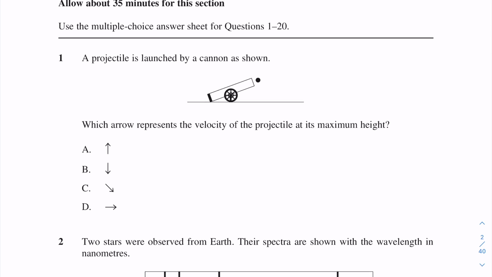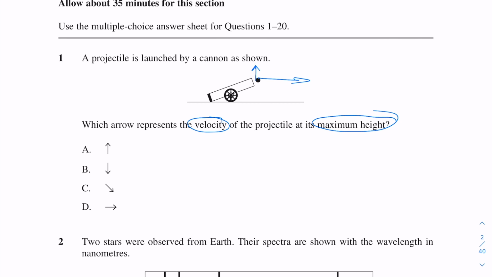So this first question should be quite easy. A projectile is launched by a cannon as shown. So just a ball coming out of a cannon with a certain velocity in the x direction and the y direction. Which arrow represents the velocity of the projectile at its maximum height? So we're looking for velocity and maximum height. Those are our two important things.